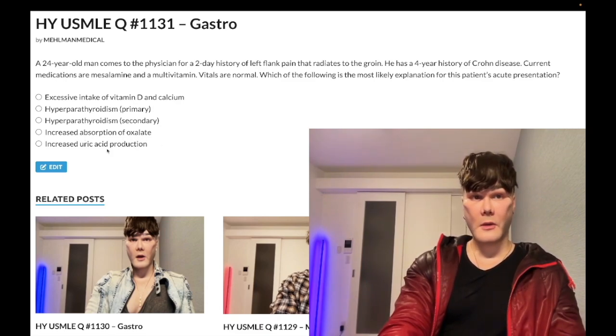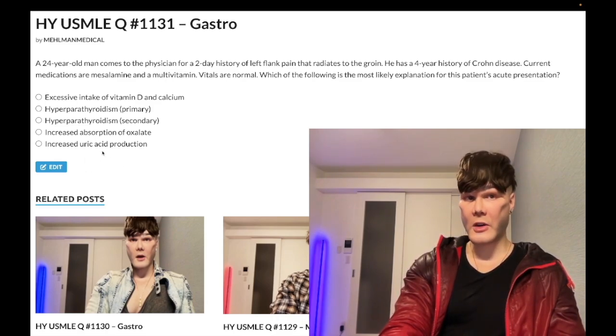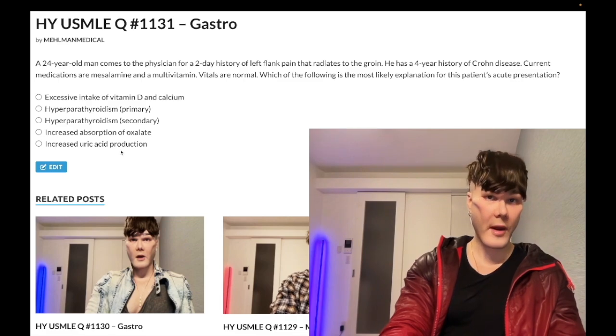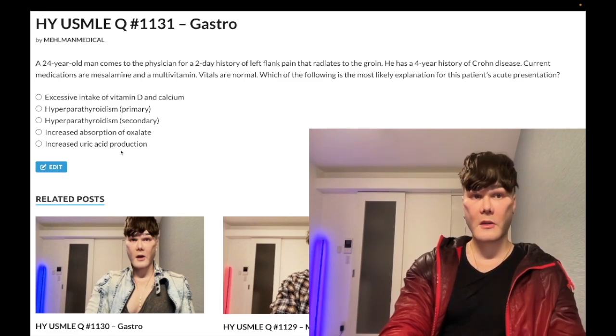Okay. Final answer, increased uric acid production. Wrong answer. So, I mean, it could be something such as Lesch-Nyhan syndrome, X-linked recessive condition. You get a kid who's got orange, red crystals in the diapers, self-mutilation, deficiency of HGPRT. Wrong answer.